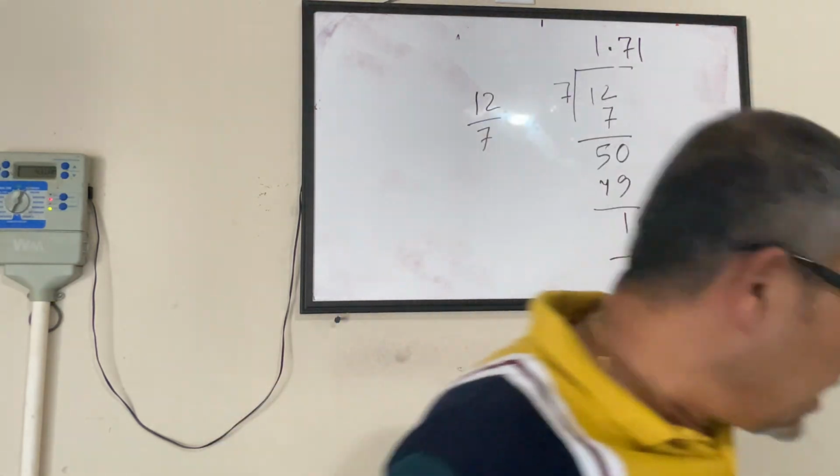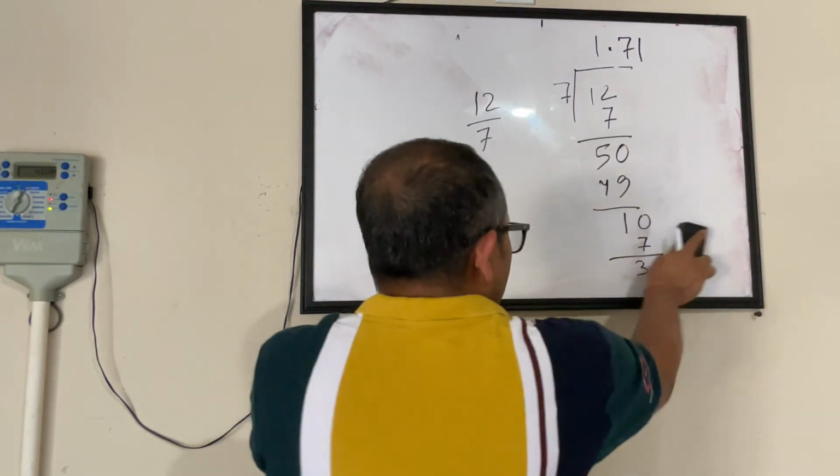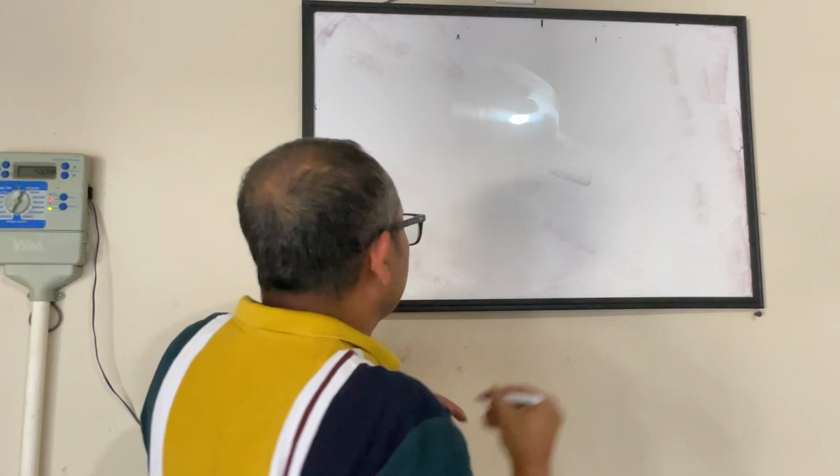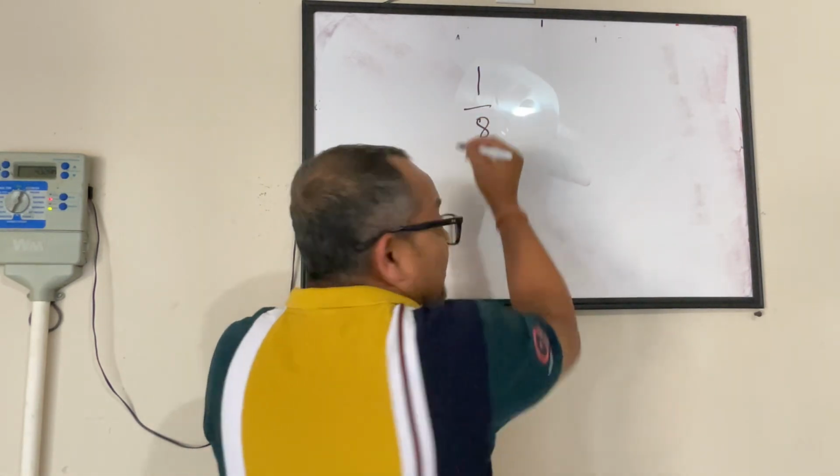Okay? Now, I'll do one small sum, okay? When you get the answer. Pay attention here, okay? 1 by 8.